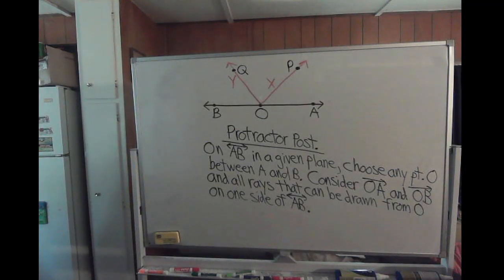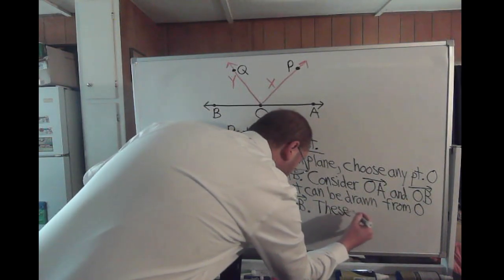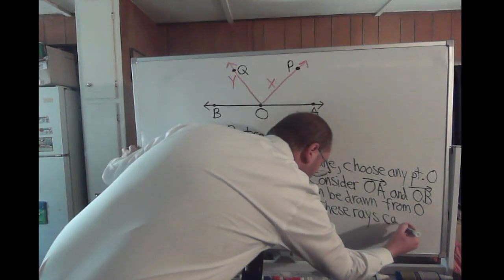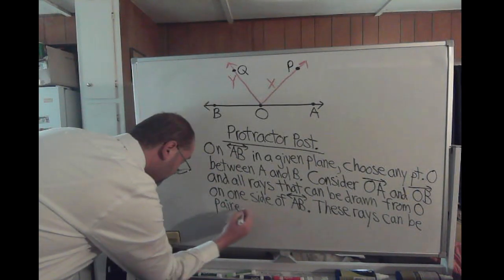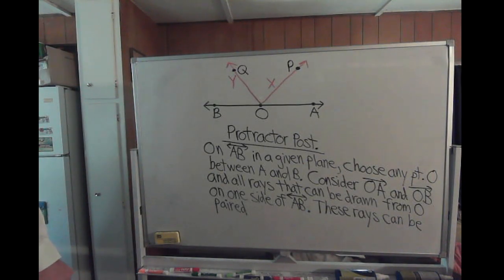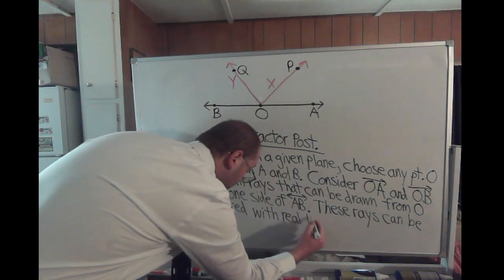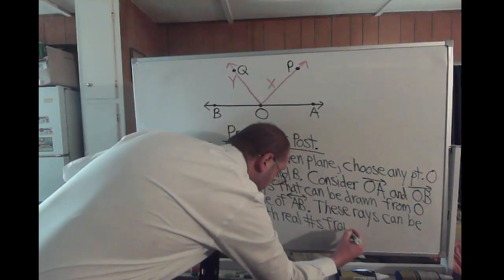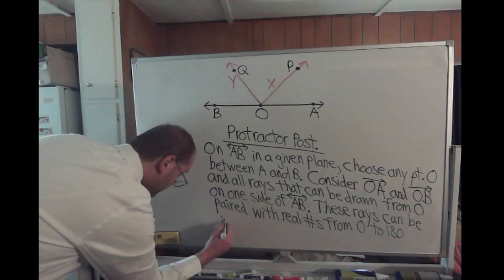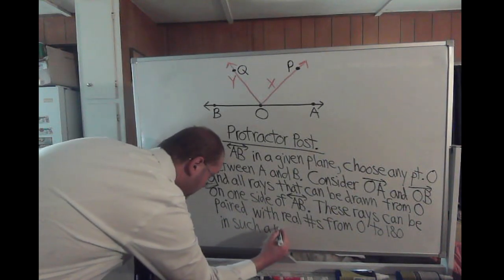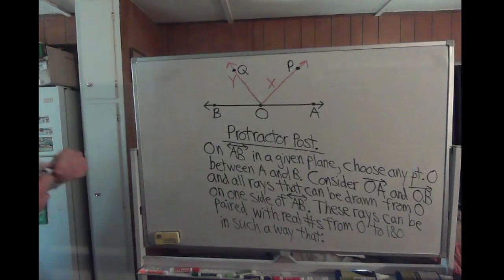So these rays can be paired with real numbers from 0 to 180 in such a way that, and there's two subparts to this, but this is the main body of the postulate here.